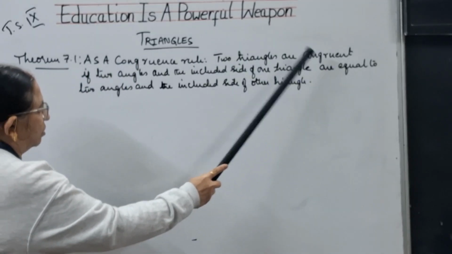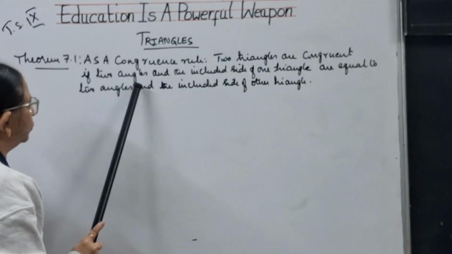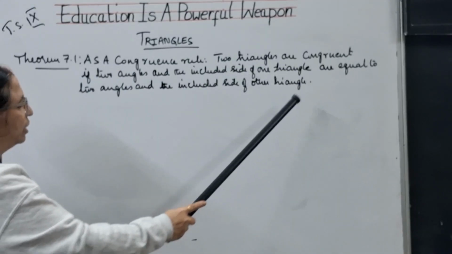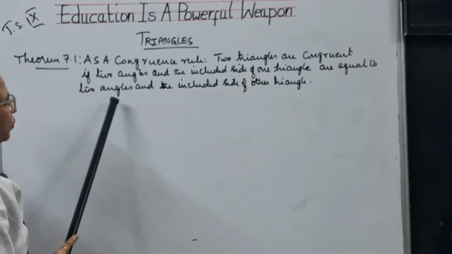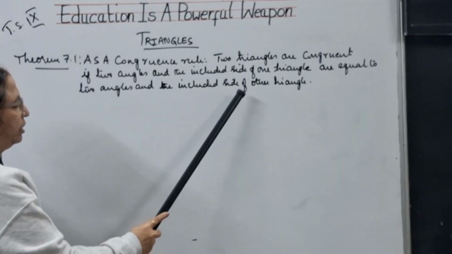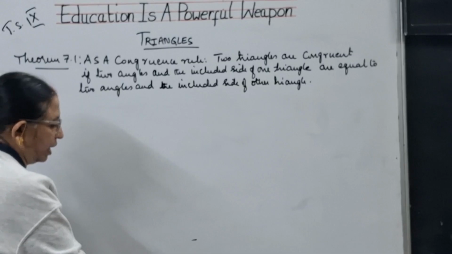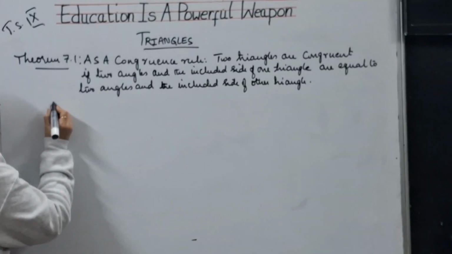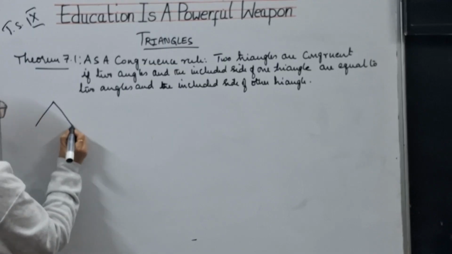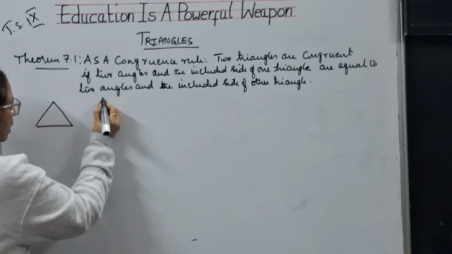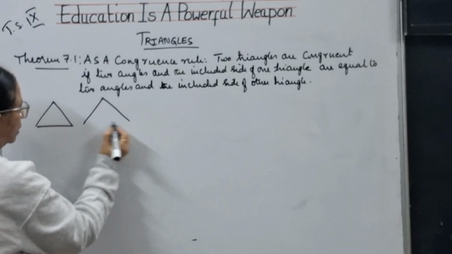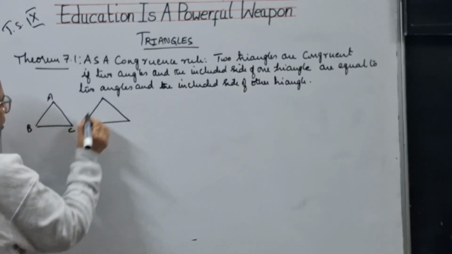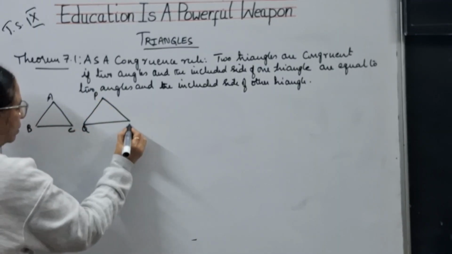Two triangles are congruent if two angles and the included side of one triangle are equal to two angles and the included side of the other. So two triangles will be there, with the included side. Let me take two triangles here and name them. This is triangle ABC and triangle PQR.